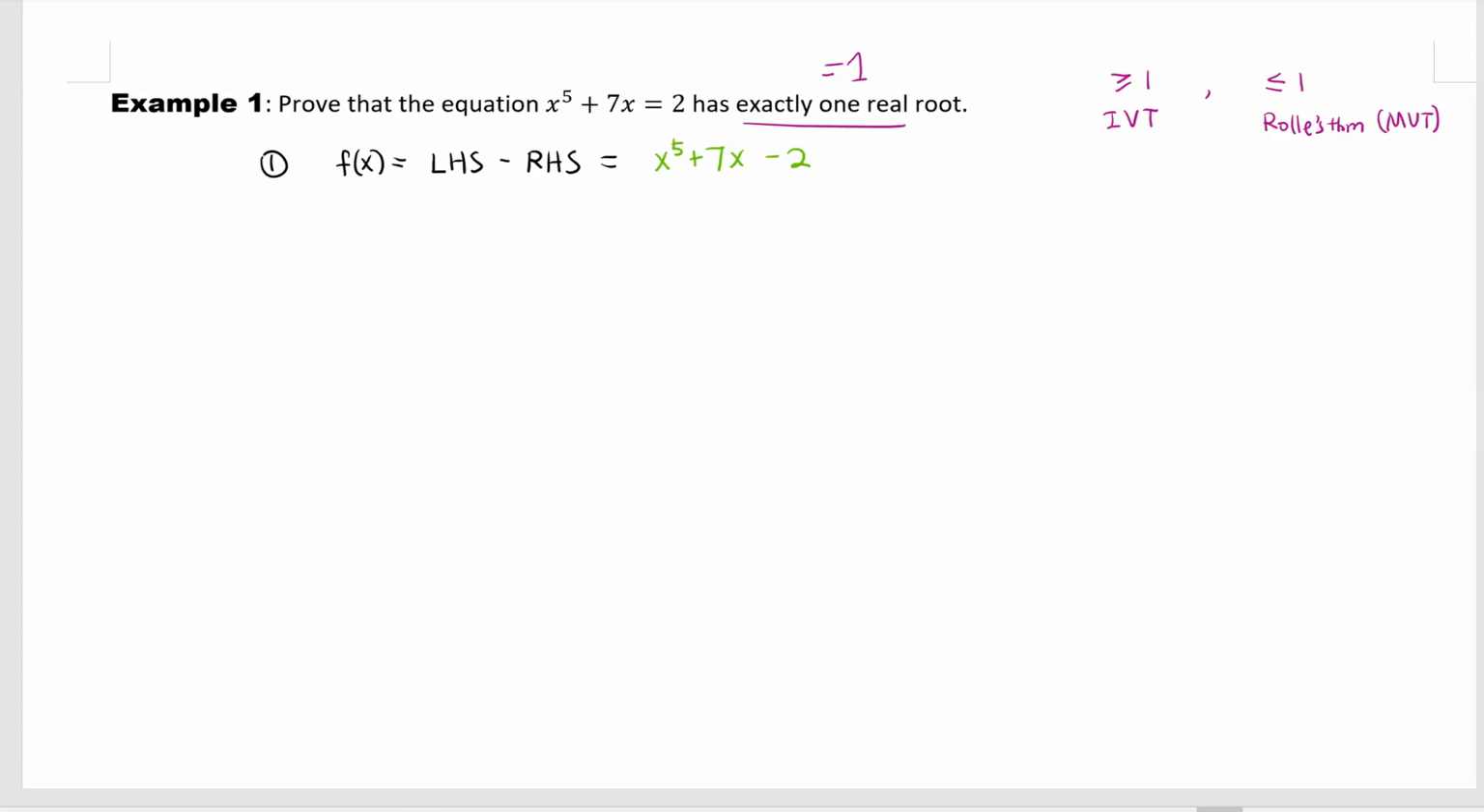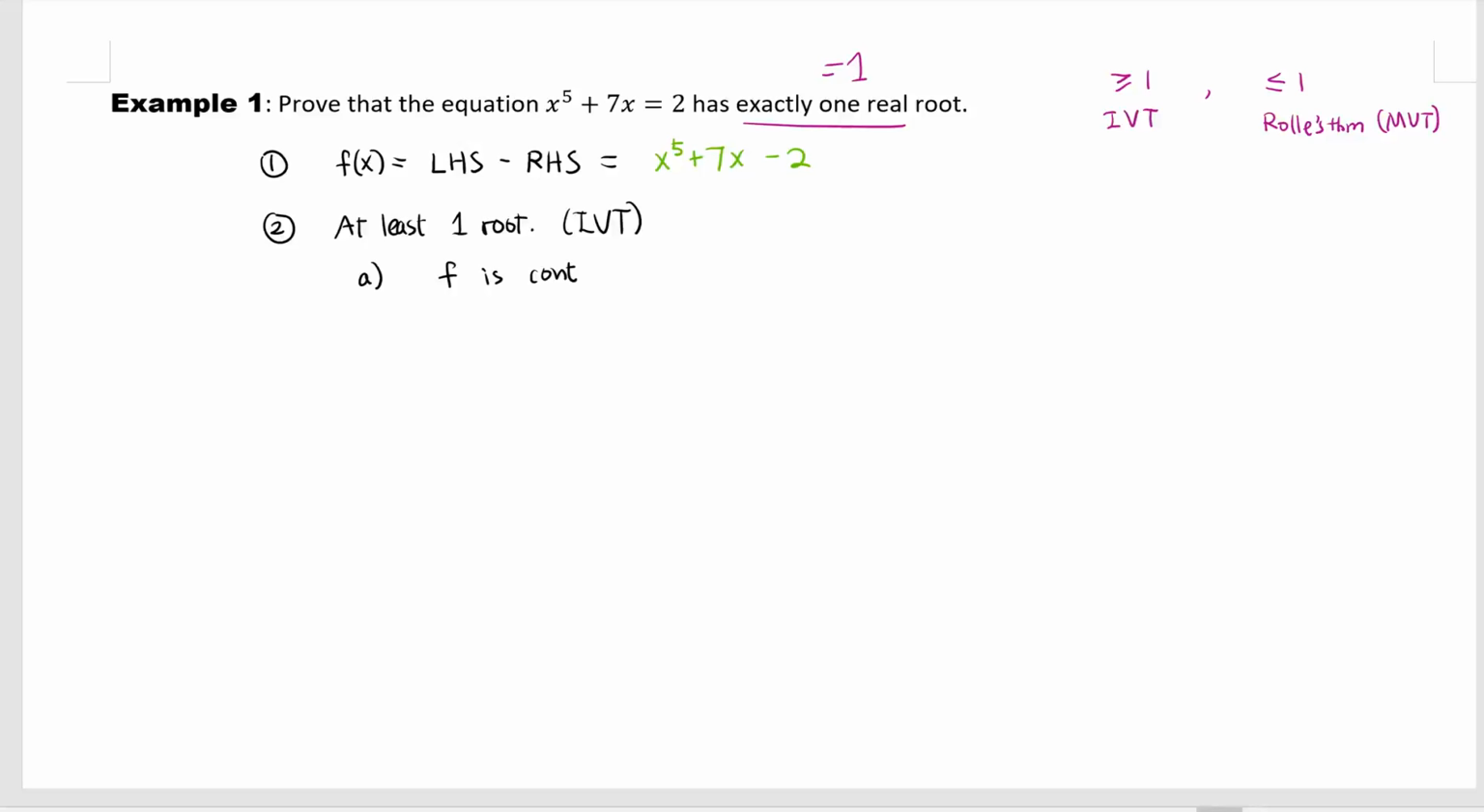Second step, we want to show at least one root. How do we show it? Use the intermediate value theorem. You need to verify the hypothesis of the intermediate value theorem. The first one is f is continuous. Is it continuous? Here it didn't give us an interval, so we assume that we want to prove the equation has exactly one root for all real numbers. First, f is a polynomial, so it's continuous everywhere.